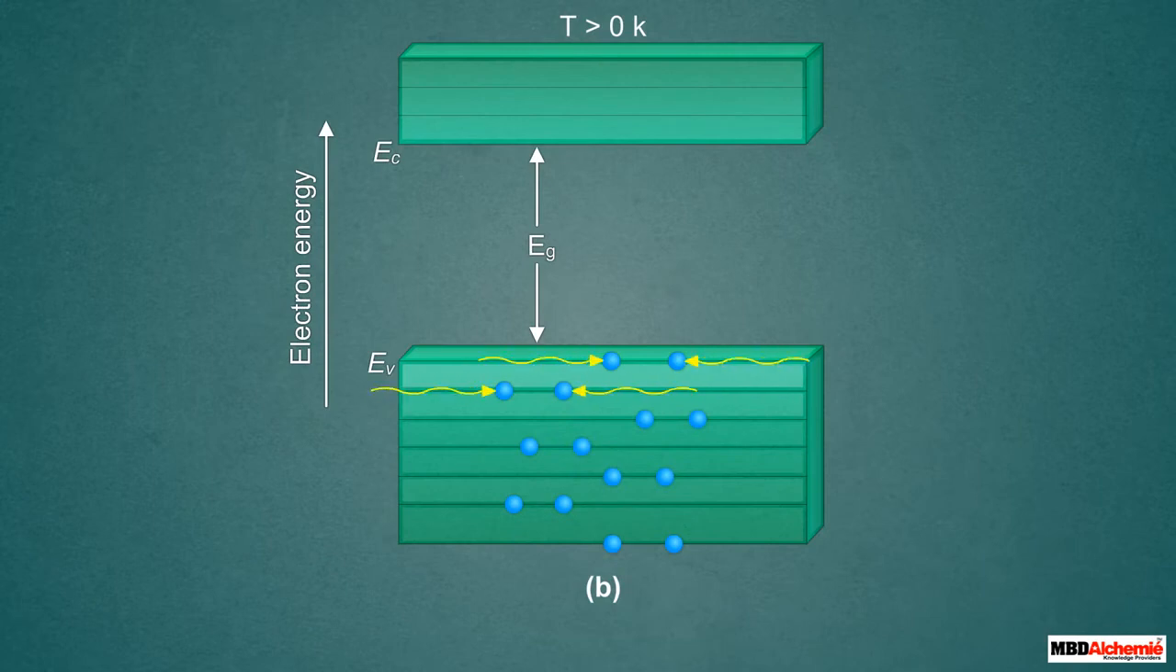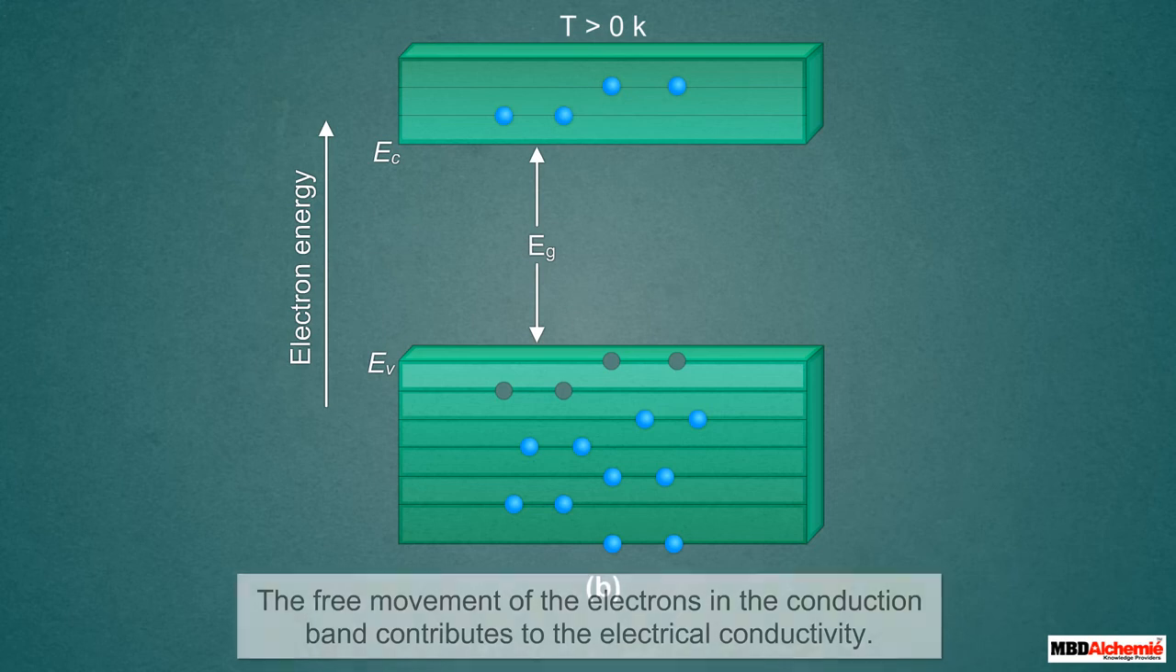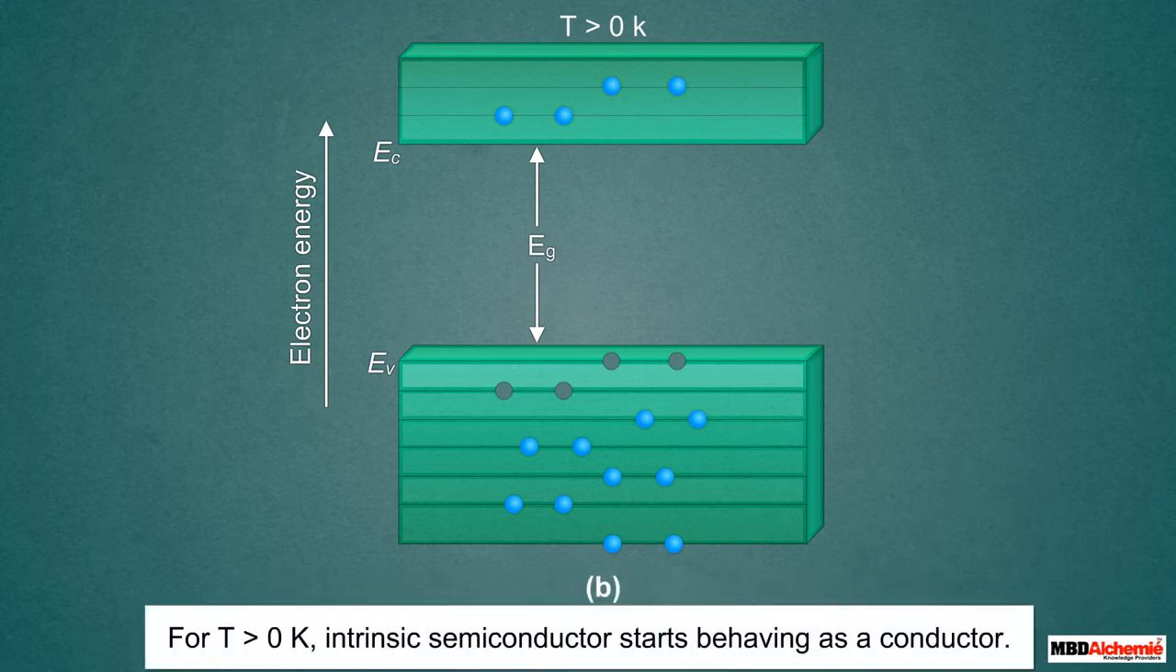It is the thermal energy which excites some electrons from the valence band to the conduction band at higher temperatures. These thermally excited electrons at T greater than 0 Kelvin partially occupy the conduction band, leaving equal number of holes in the valence band. The free movement of the electrons in the conduction band contributes to the electrical conductivity of the intrinsic semiconductor, and it starts behaving as a conductor.